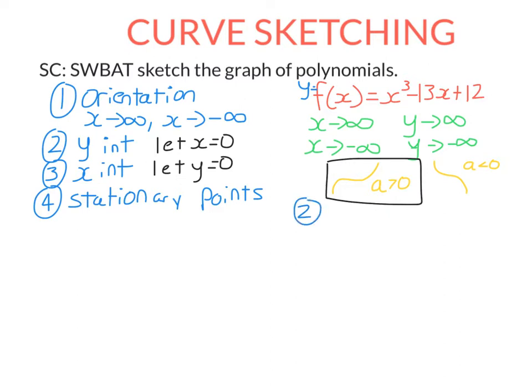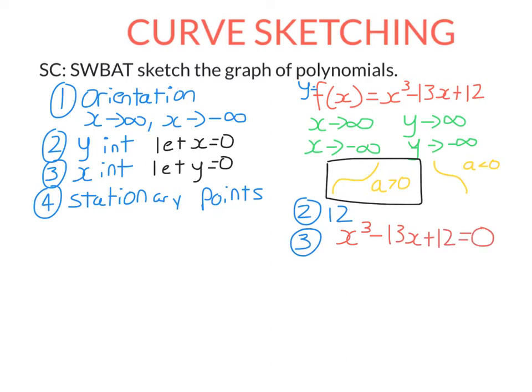Okay, so let's find the y-intercept. That's really easy. If x is equal to 0, y is just equal to 12. So, thirdly, I'm going to calculate the x-intercept. So this isn't easy. I need to solve the equation x cubed minus 13x plus 12 is equal to 0.